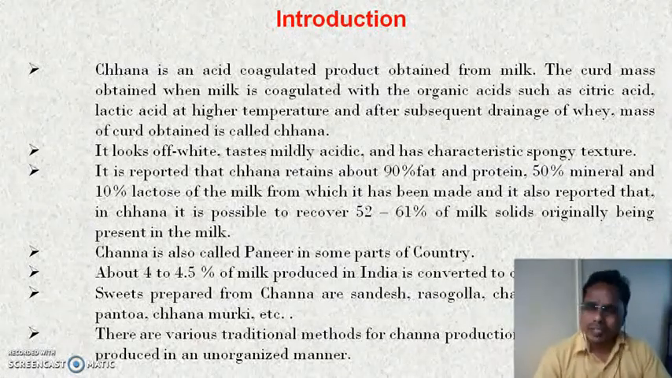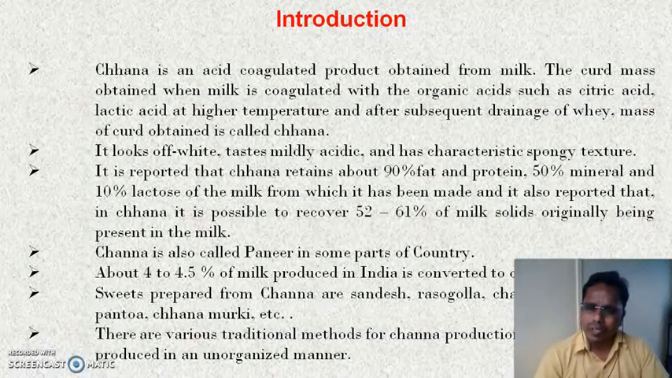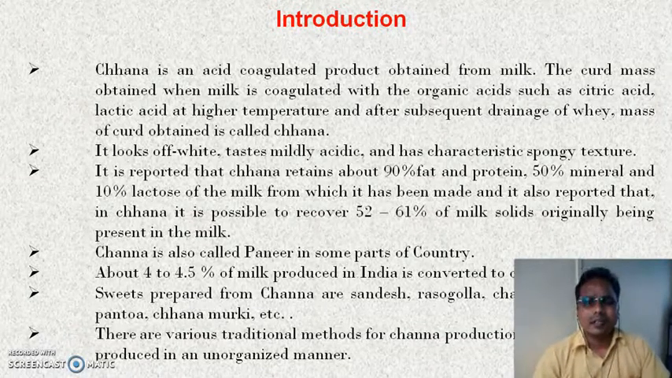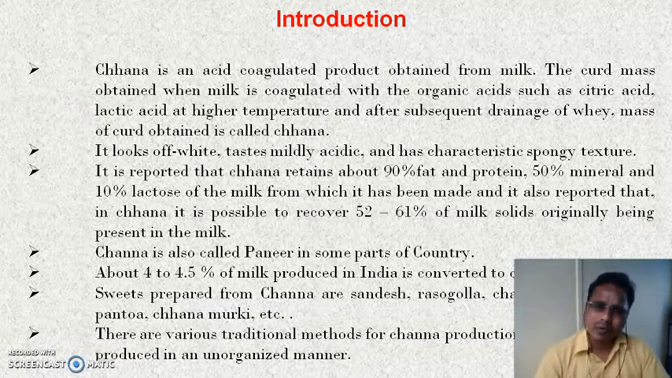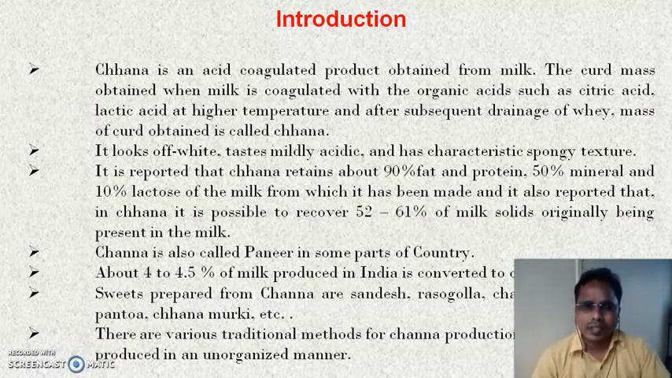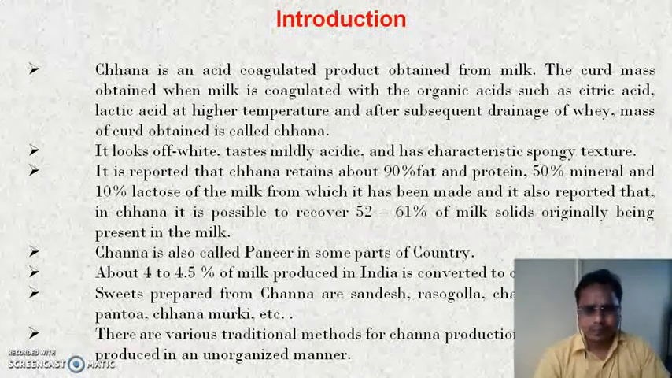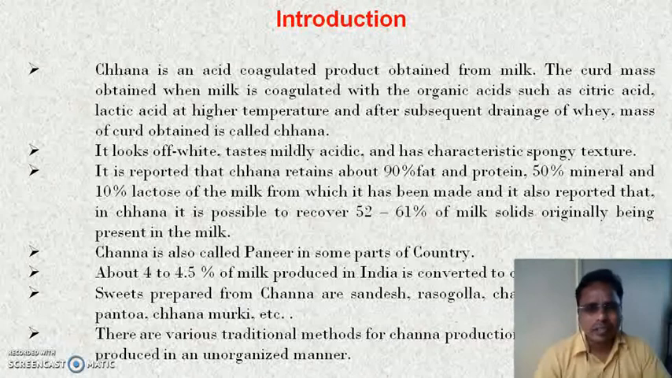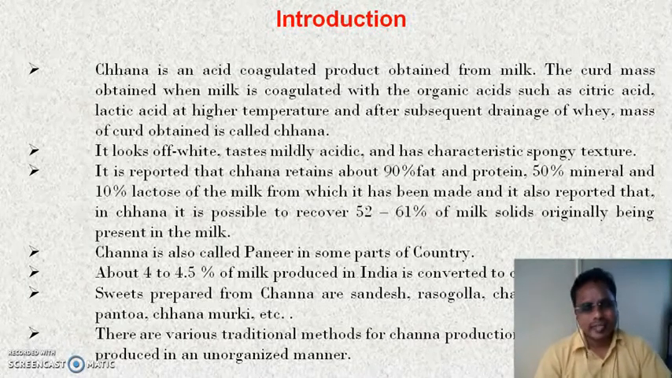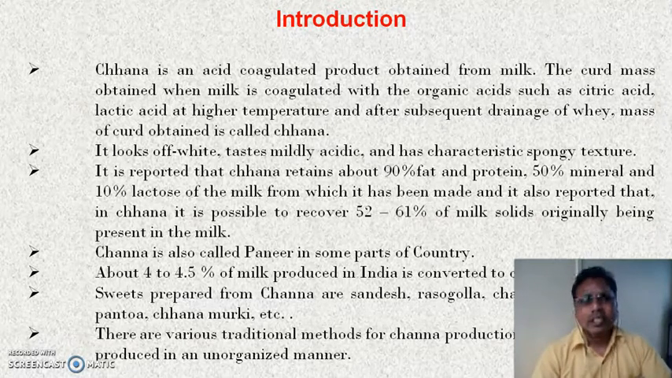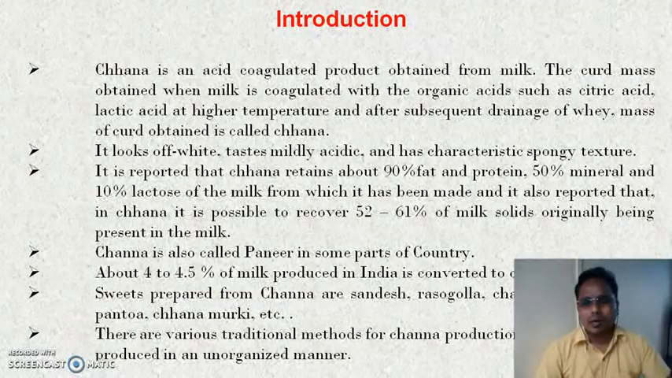Once again, we will review what we mean by channa. Channa is the coagulated milk product which is obtained by the coagulation of the milk. It means for the coagulation, the coagulating agent, that is citric acid or lactic acid, is used to coagulate the milk, and then this coagulated milk is strained using the muslin cloth, and whatever portion remains in that muslin cloth, that is called the channa. So this is about the channa.